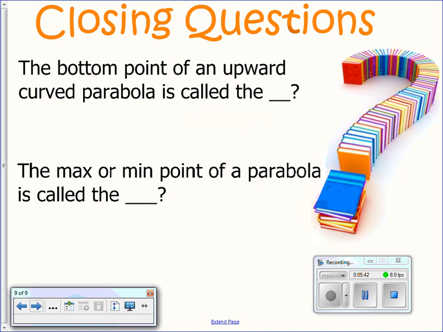The bottom point of an upward curved parabola is called the minimum. The max or the min point of a parabola is called the vertex.